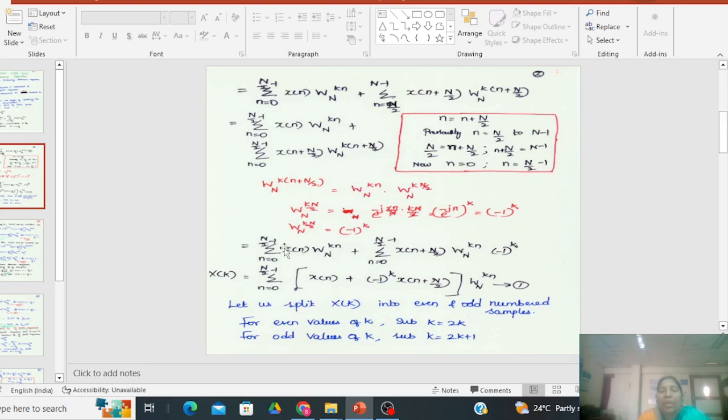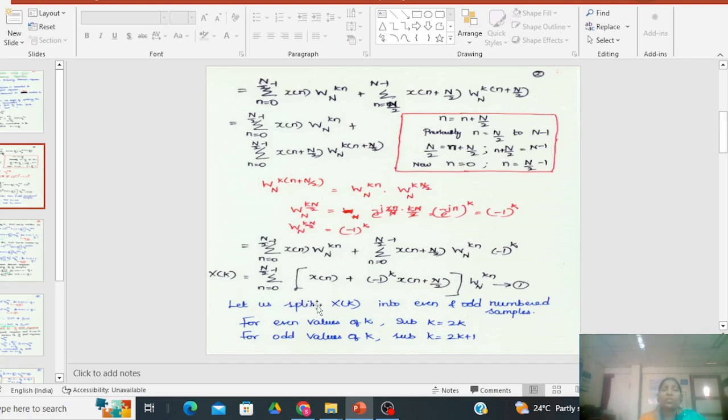Now in this we have to take the common term outside. So which is the common term here? The summation n equal to 0 to N/2 minus 1 is common here. So we have taken it outside, into x of n plus minus 1 whole power k into x of n plus N/2. W_N power kn is common here, so we have taken it outside. Now let us make this equation number 1.